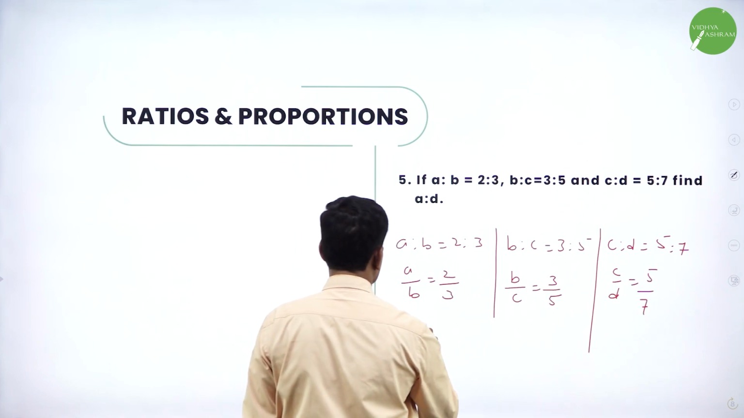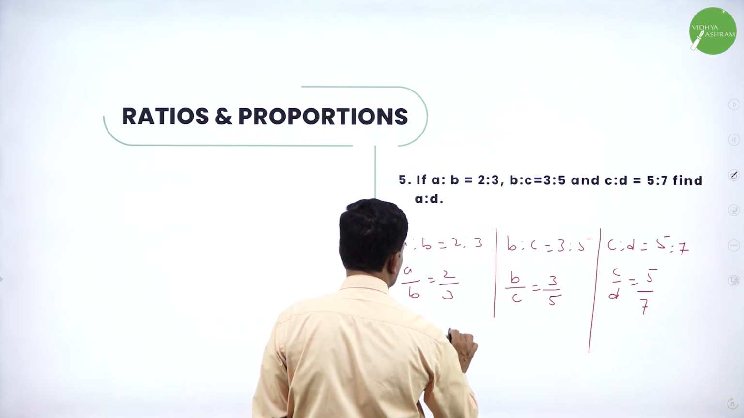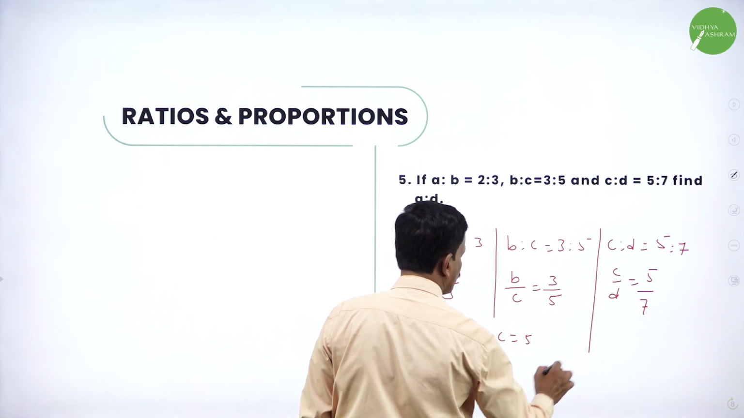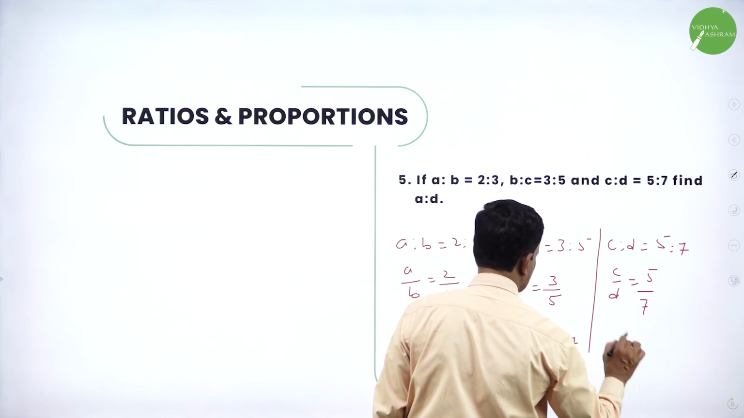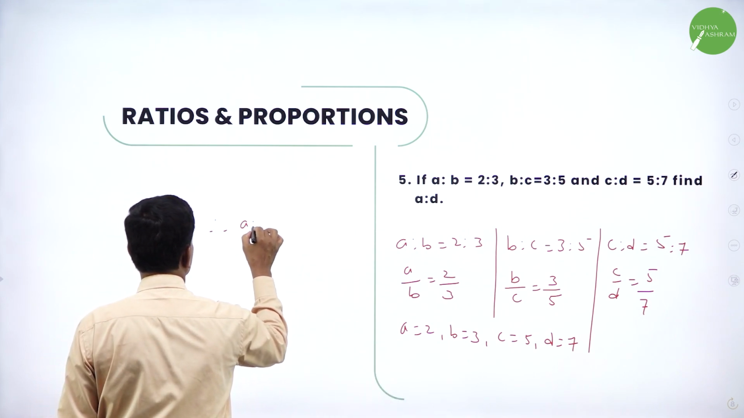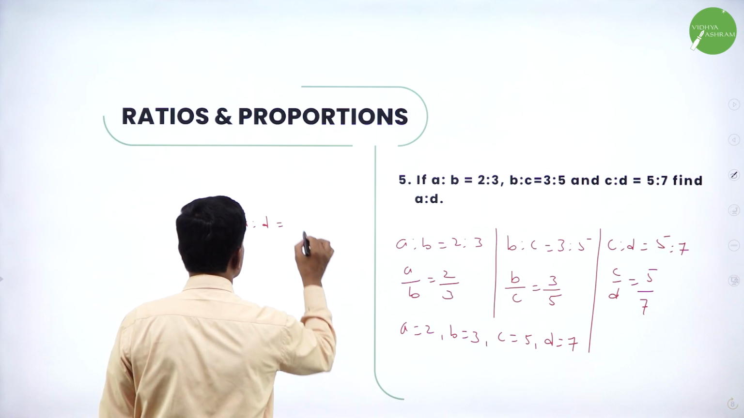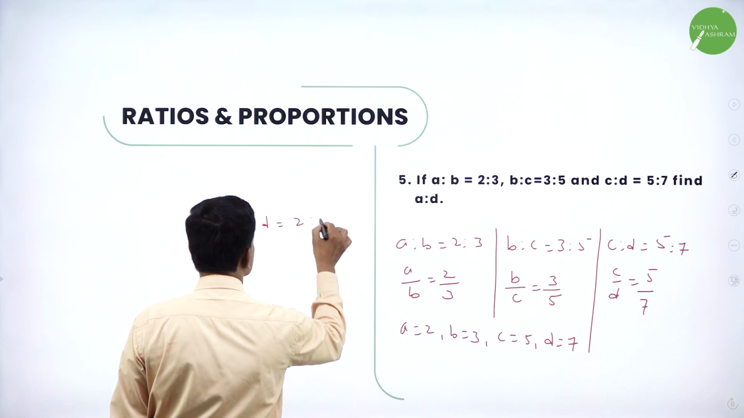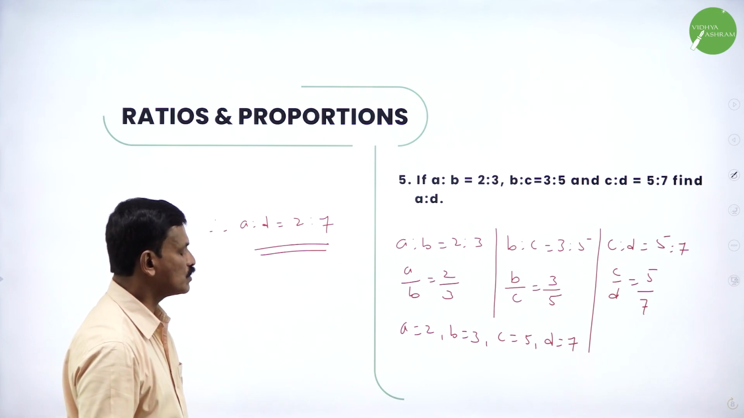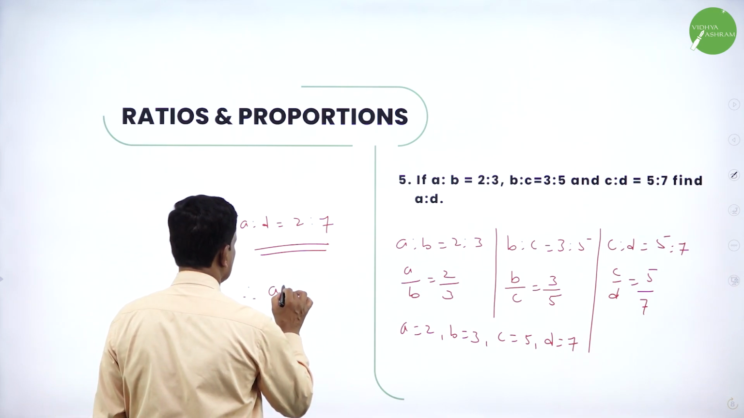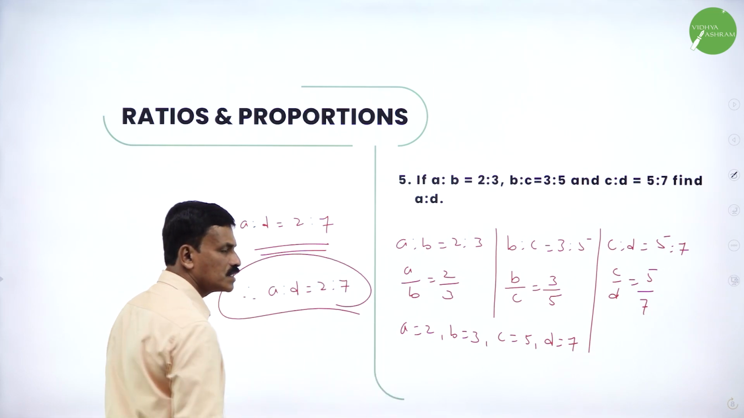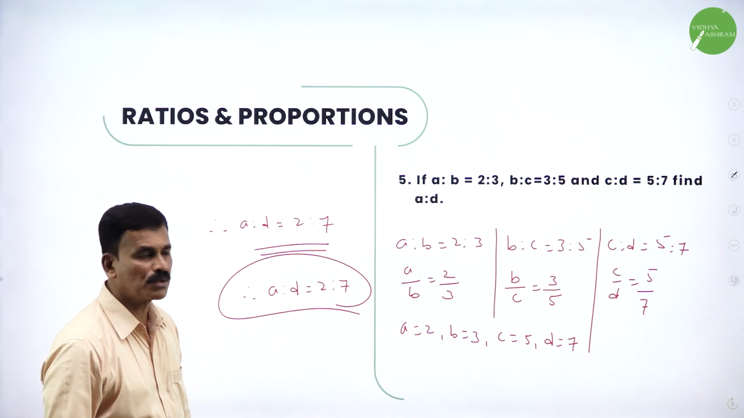From this, what do you say? A is 2, B is 3, B is 3, C is 5 and D is 7. Now what is required to find? A is to D. Therefore, A is to D is nothing but 2 is to 7. So the required answer, A is to D is equal to 2:7. That's it. Very simple problem, right?